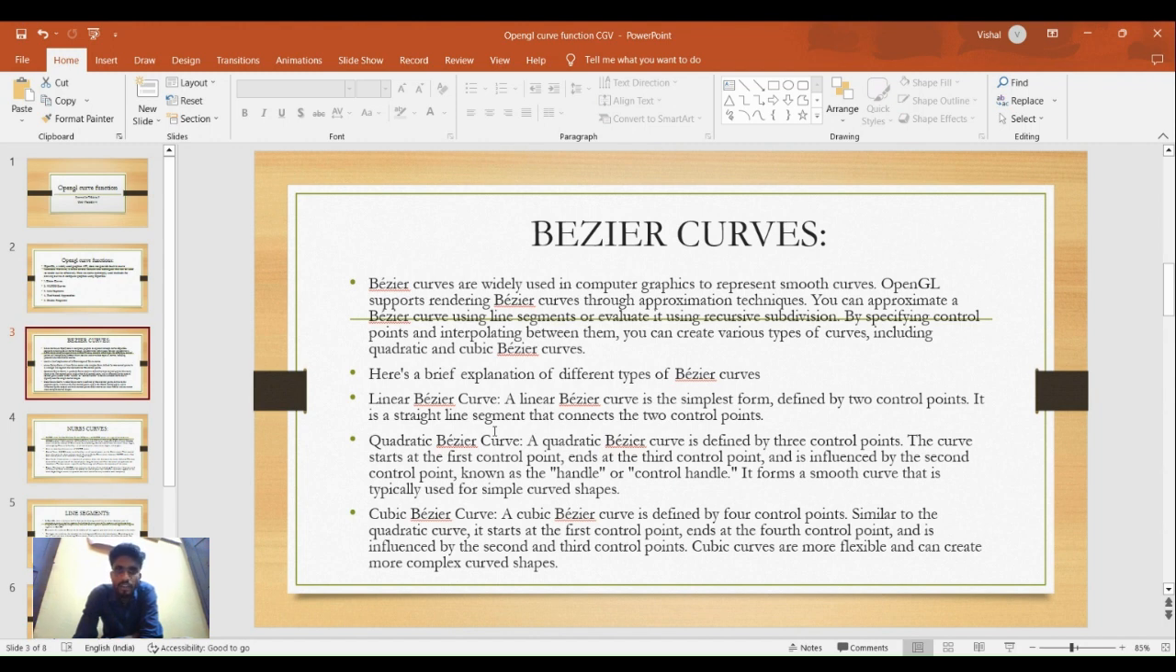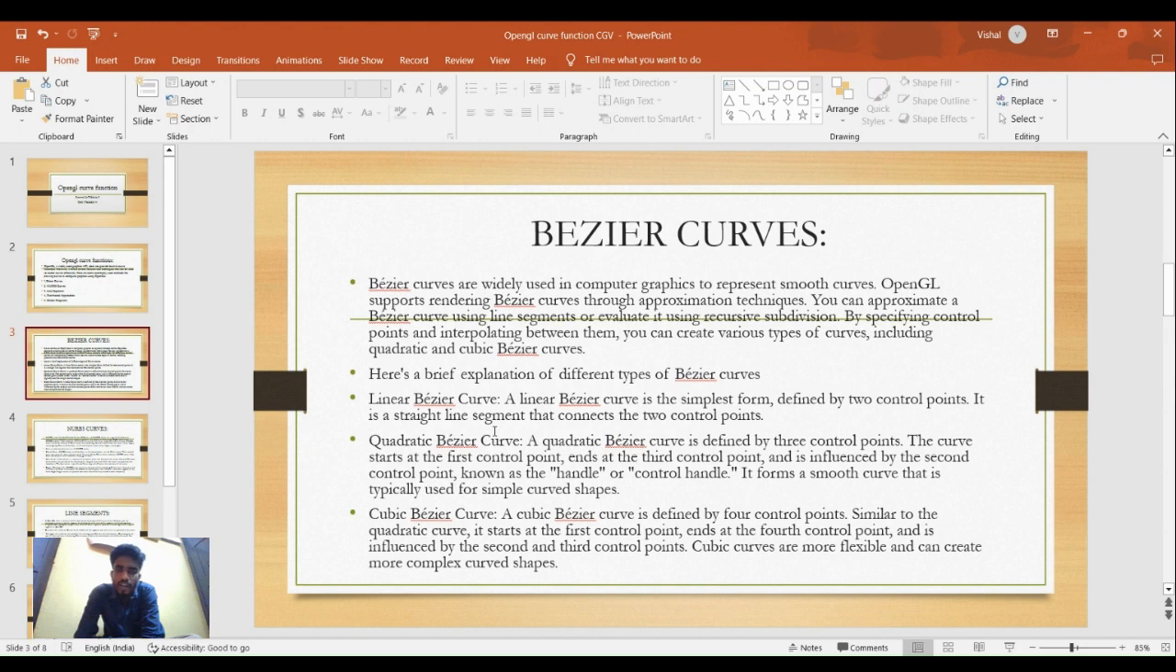Linear Bezier curve. A linear Bezier curve is the simplest form, defined by two control points. It is a straight line segment that connects the two control points. Quadratic Bezier curve. A quadratic Bezier curve is defined by three control points. The curve starts at the first control point, ends at the third control point, and is influenced by the second control point, known as the handle or control handle. It forms a smooth curve that is typically used for simple curved shapes.